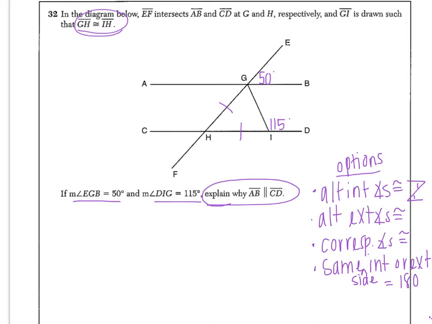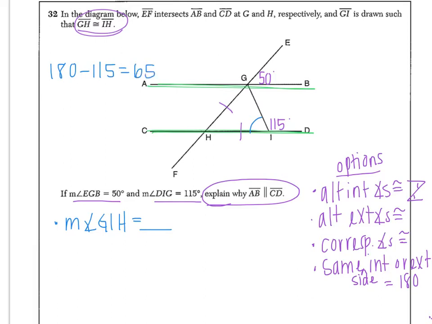So because we have to explain, we're going to explain as we work. That way we don't forget any steps. My goal is to figure out why AB is parallel to CD. So I have to find more angle measures. First, I'm going to find the measure of angle GIH. That's this one here. I notice that it's sitting next to 115 degrees on a straight line. If I have two angles on a straight line, I know that they sum to 180. So I'm going to take 180 minus 115. And that gives me 65.